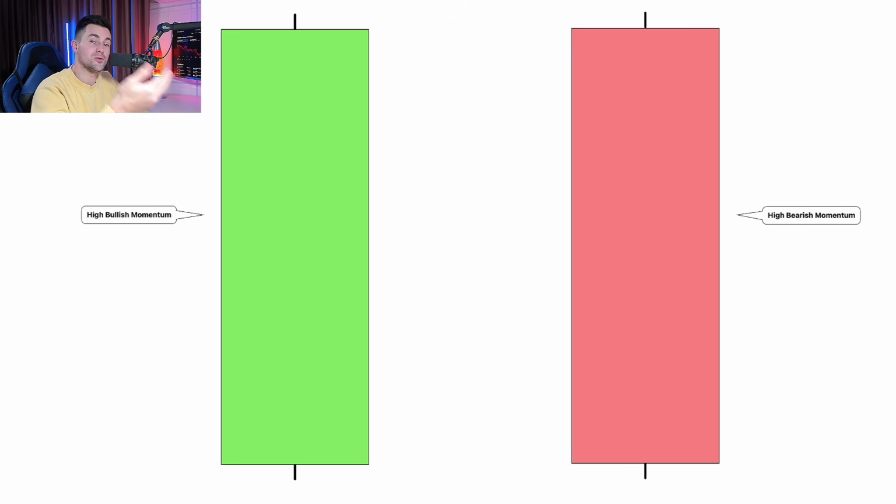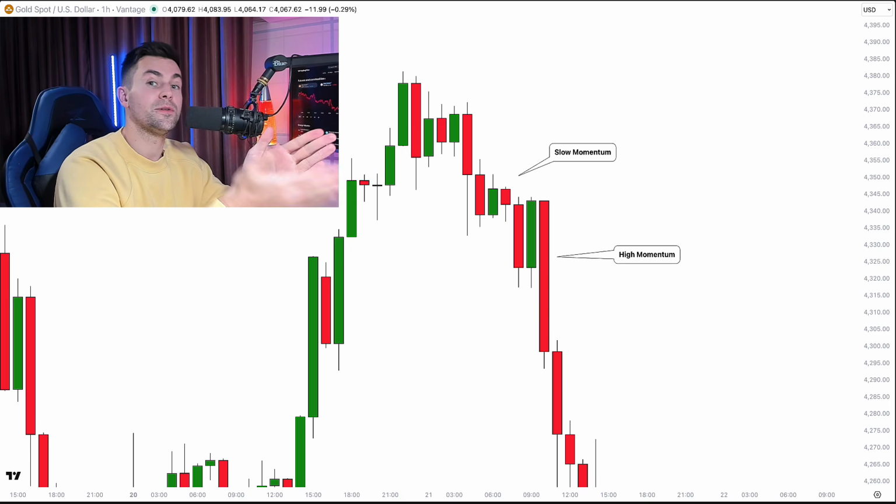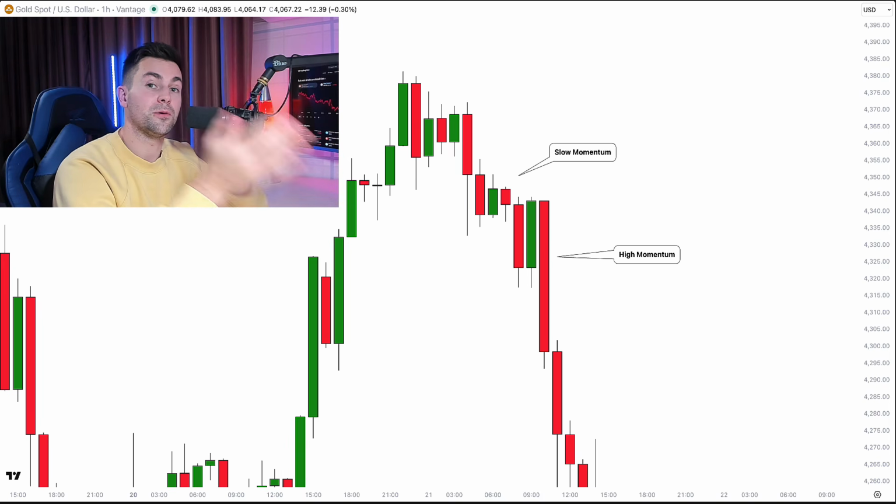It will signify a strong selling imbalance. On this price chart, we see a great example of a high momentum bearish candle on gold. Its formation signifies a strong bearish sentiment and aggressive selling behavior of the crowd. And again, we judge the size of a high momentum candle by comparing it to previous candles.